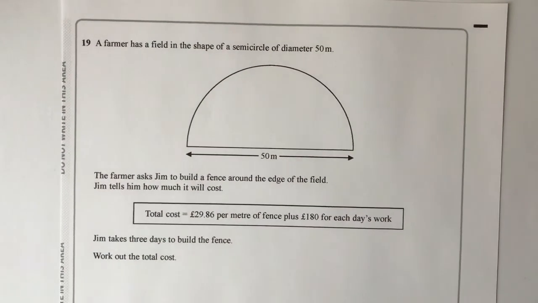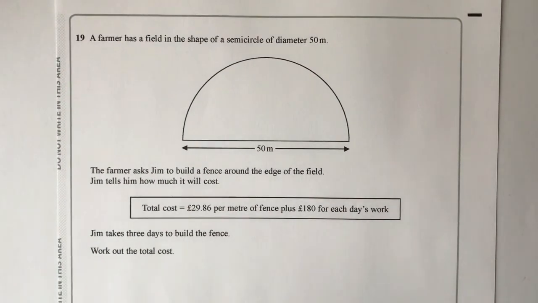Okay, so on to question number 19, and we're being asked to work out basically the perimeter of this particular shape, which happens to be a farmer's field, and Jim is going to build a fence around it. We need to find out the total cost. It's one of those questions where you just need to be fairly methodical in the way that you work through this. So let's firstly have a look at the actual perimeter itself.